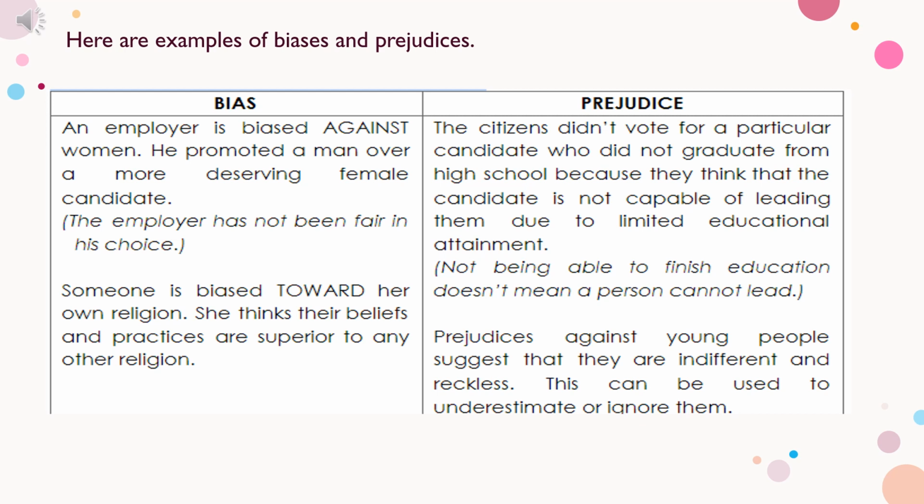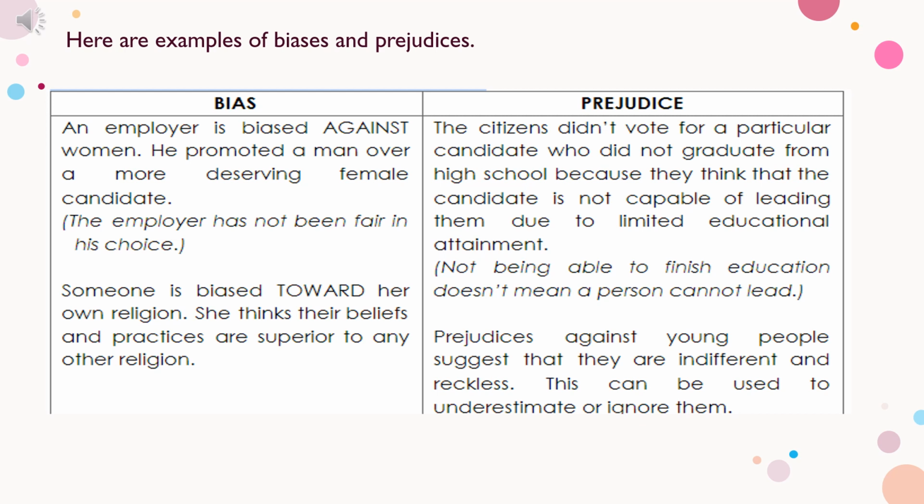Next example. Someone is biased toward her own religion. She thinks their beliefs and practices are superior to any other religion. So why is it under biases? Because you have the what? Thinking that your religion, or the religion of that person, is better than someone's religion. So not knowing the rules and the beliefs of other religions, the person already claims that his or her religion is better than someone's religion. That's why it's under bias.